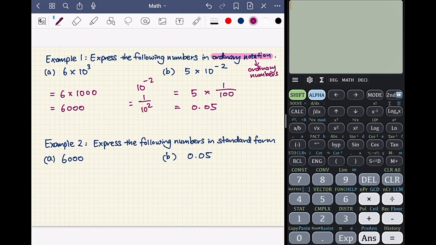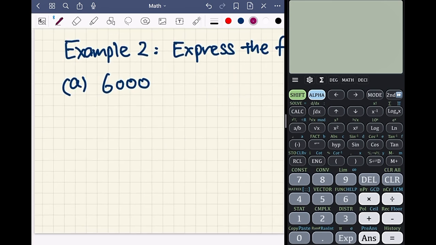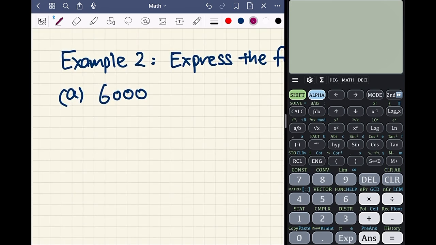Next, in example 2, we have two ordinary numbers where we're supposed to convert them to standard form. These two numbers are obviously taken from example 1's answer. And we're going to see whether we can get 6 times 10 to the power 3 and 5 times 10 to the power negative 2. So let's look at example 2a first. We have 6,000. And we know that the front number is supposed to be a 6. So it's 6 times 10 to the power of something.